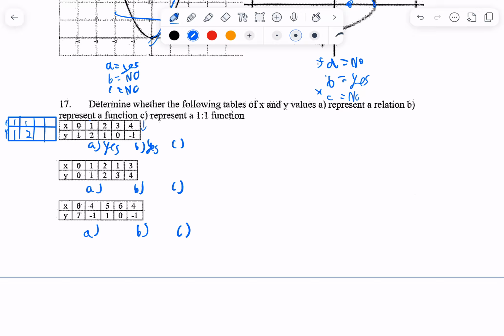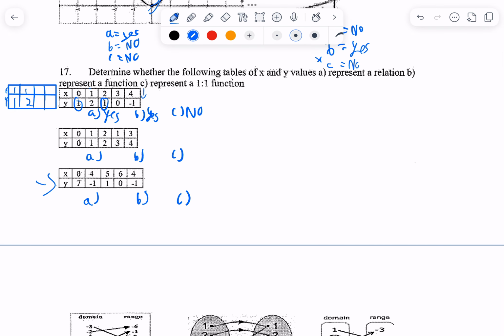Okay, let's see if it's a one-to-one function. See how the y's repeat themselves? So it is not. Okay, let's skip on down to this one.